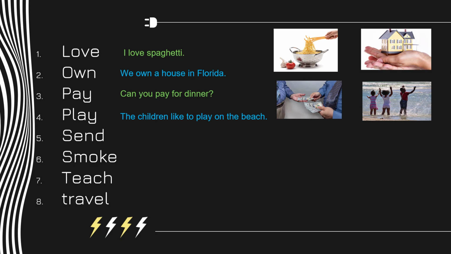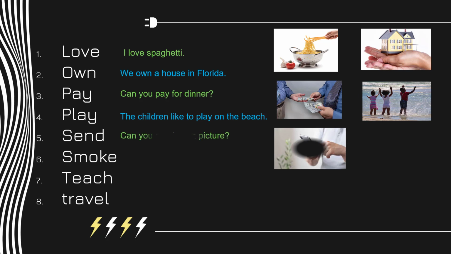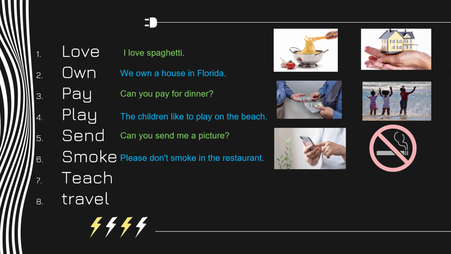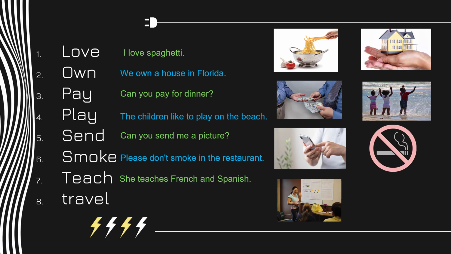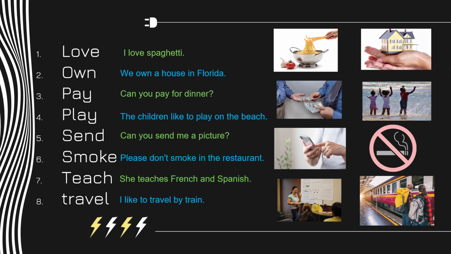Send means to move something from one place to another, usually by mail. Can you send me a picture? Smoke, to consume a tobacco product by burning it and breathing it in. Please don't smoke in the restaurant. Teach means to give information about something to someone, usually in a school. She teaches French and Spanish. Travel is to go on a trip from one place to another. I like to travel by train.